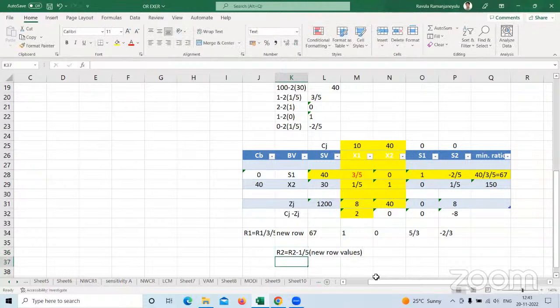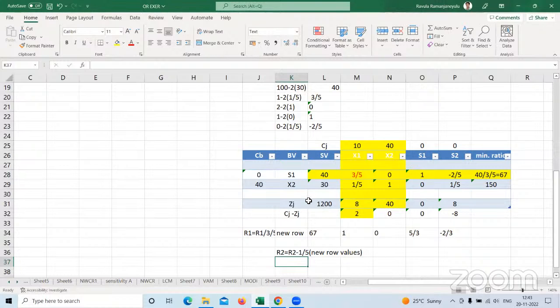Is this clear? The procedure is the same for every table, but be careful while doing the calculation part. If you make any silly mistake, you won't get your optimal solution. You will be preparing table after table and you won't reach your optimal solution.